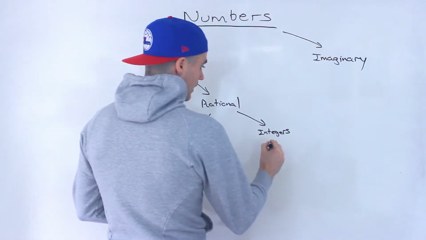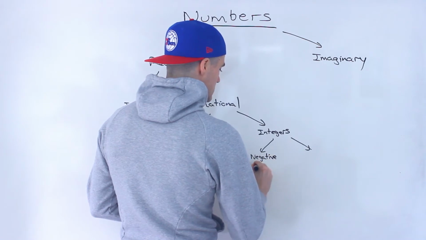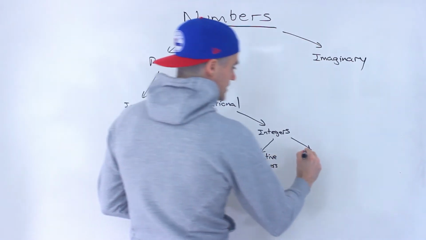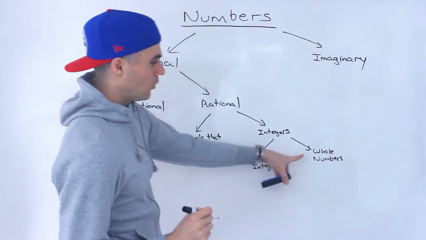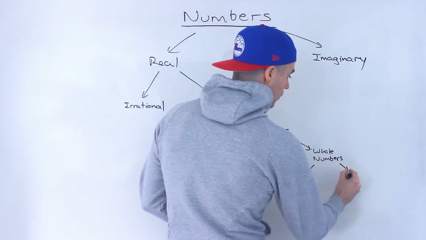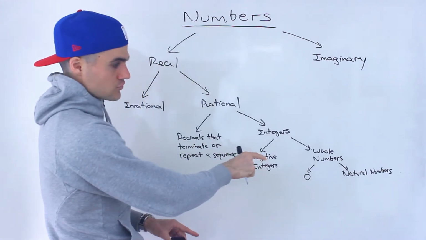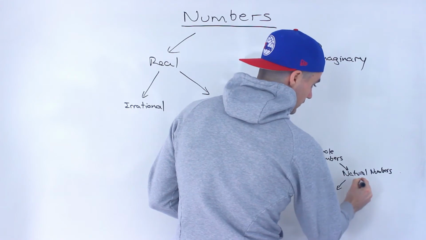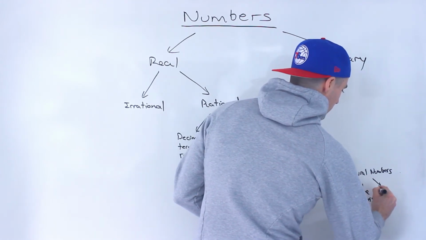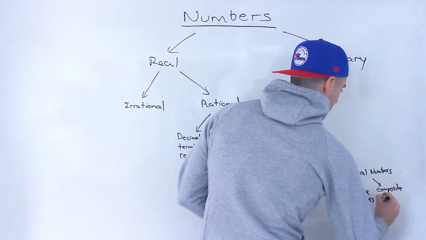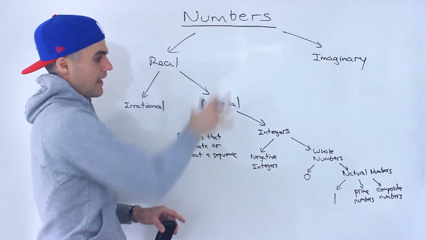Now, integers can be split up into two groups. Integers can either be negative integers, or they can be something called whole numbers. And then whole numbers can be split up into the number 0 or something called natural numbers. And then the natural numbers can further be split up into the number 1, something called prime numbers, or the other possibility is composite numbers. And that's pretty much it right there. That's basically how numbers can be categorized.